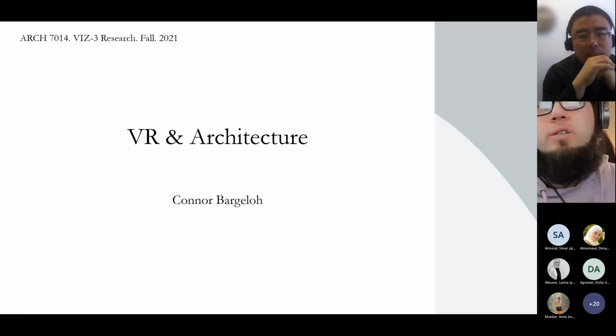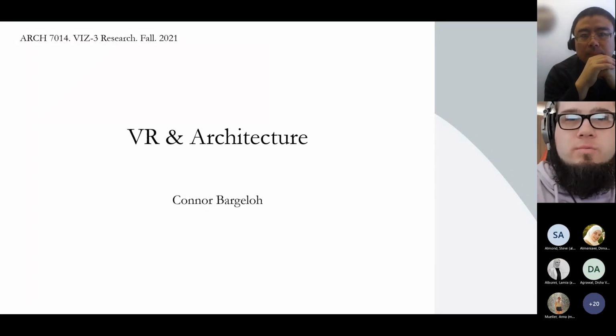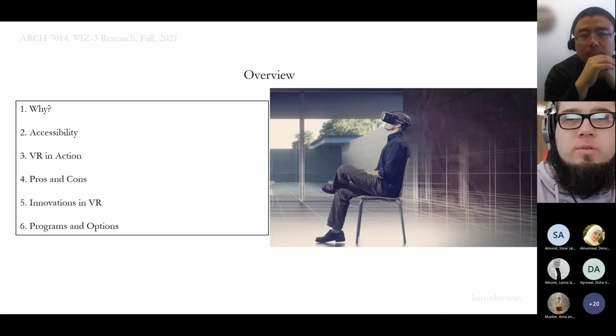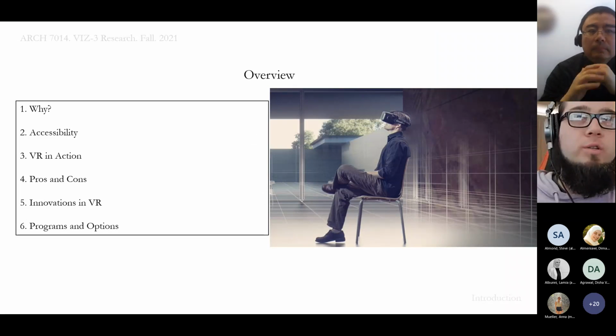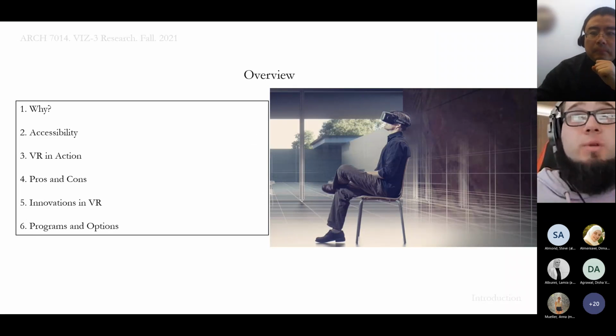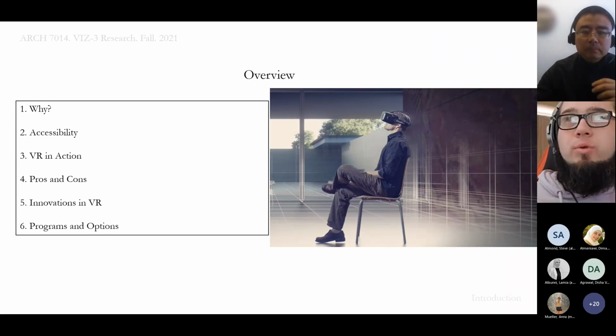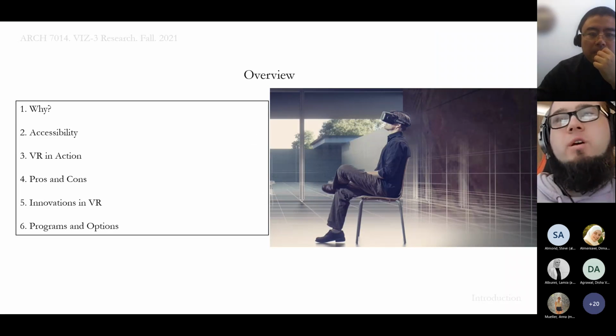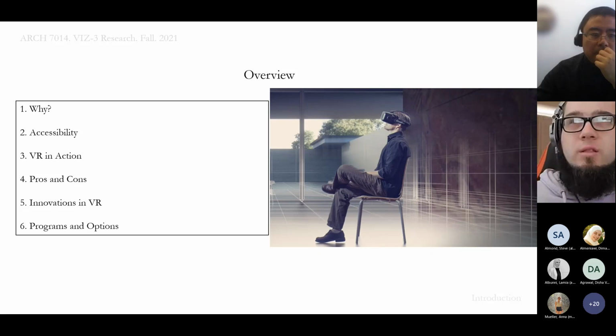So my presentation is on VR and architecture, touching on various topics like one, why would you even use VR in the first place? And then moving into the accessibility of VR, how VR is currently being used, looking at overall pros and cons of using VR. And then I decided to take a look at some recent innovations, both in the VR space and in adjacent spaces. And then at the end, I wrapped it all together and said, okay, well, if you're interested, here are some of your options.